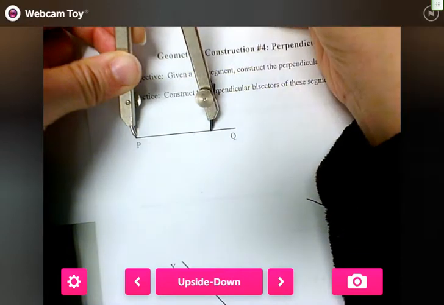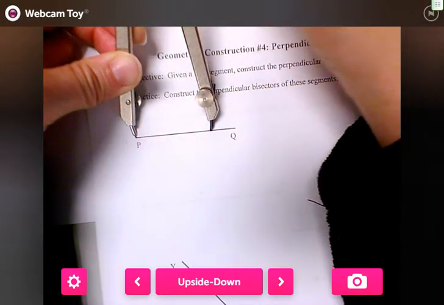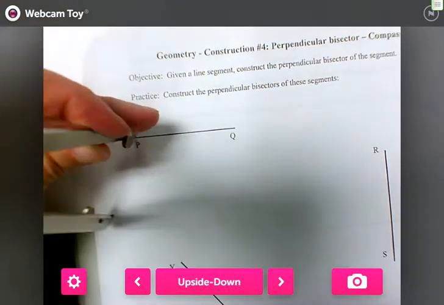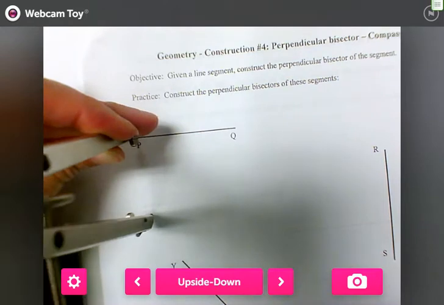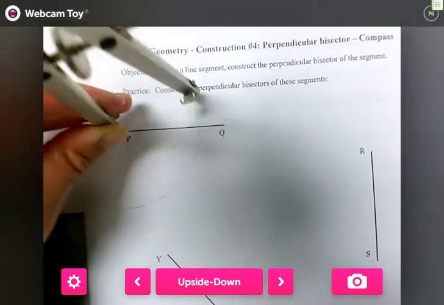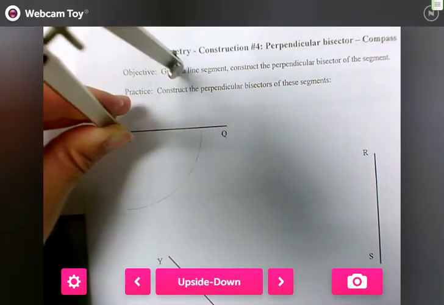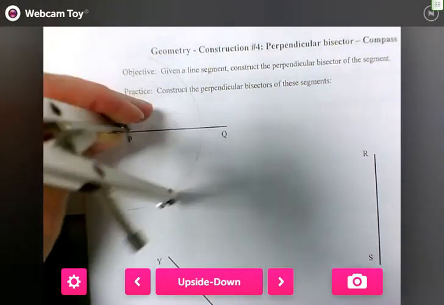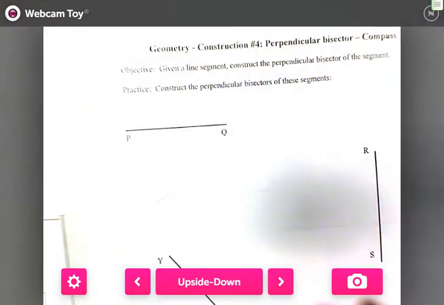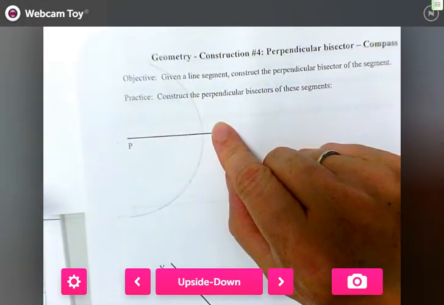So it shouldn't go all the way to the end, but when I look at it, I'm like, okay, that's more than half the line for sure, right? Then I'm going to make a nice big arc. Okay, so I've made a nice big arc from P.